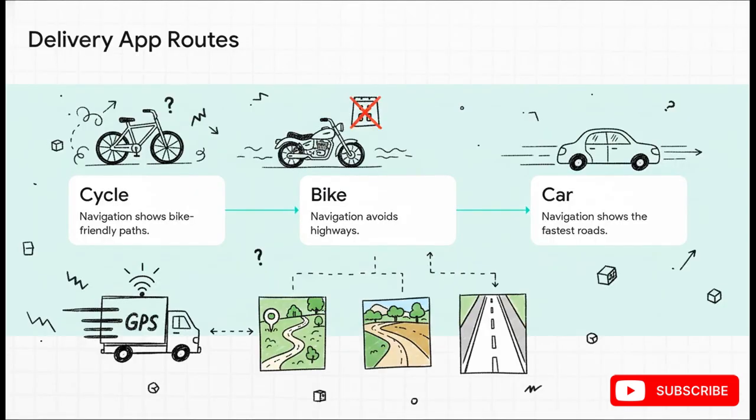Think about a delivery app. Every single vehicle in that app needs a getRoute method. But you can't give a bicycle the same route as a car, right? The bicycle needs bike paths. The motorcycle has to avoid highways. And the car wants the fastest roads possible. See? It's the same method name, getRoute, but the behavior is totally different and specialized for each one. That is overriding in a nutshell.